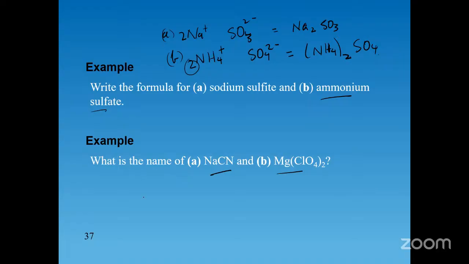Exactly. Something that you don't want to drink unless you're contemplating suicide. So, sodium cyanide. All right. What about the next one?